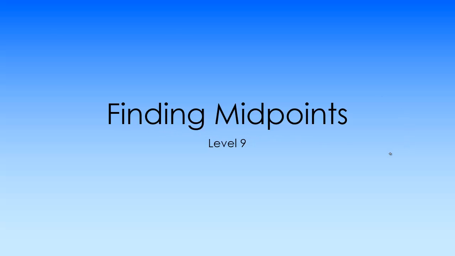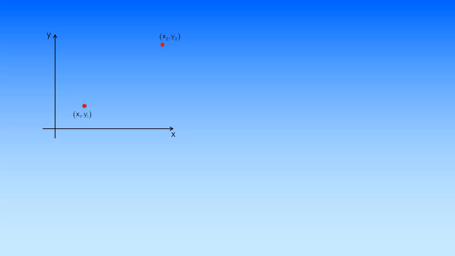Finding midpoints. So what we want to do here is find the point that is exactly halfway between our two given points. Now that means, if we consider this right-angled triangle, that the x-coordinate here is exactly halfway between x1 and x2, and the y-coordinate here is exactly halfway between y1 and y2.